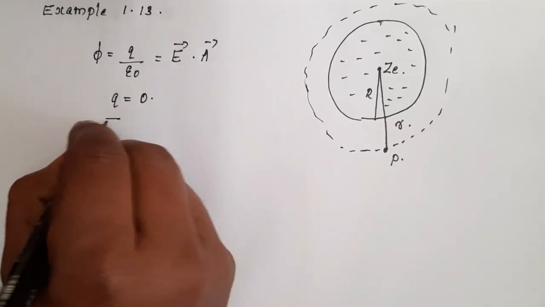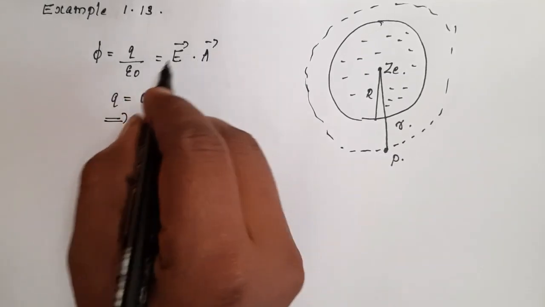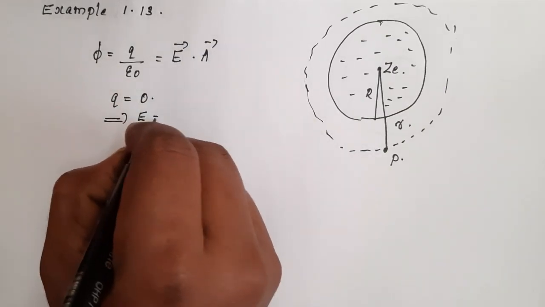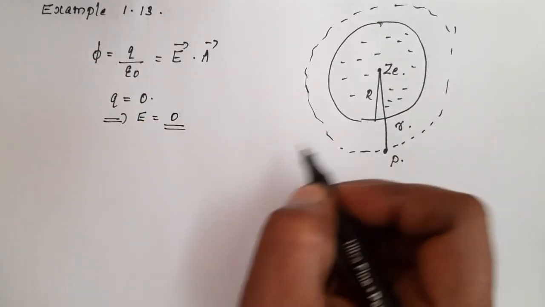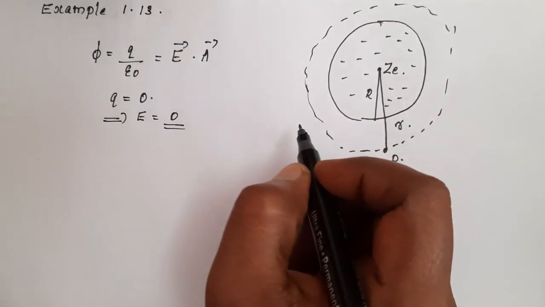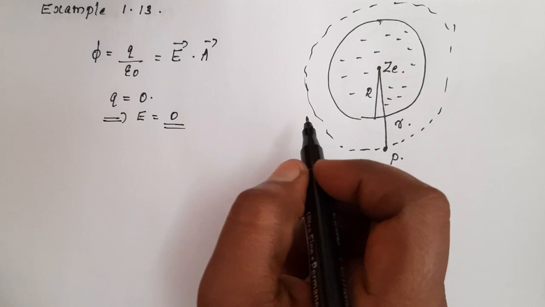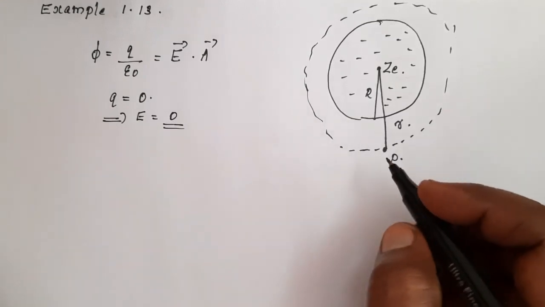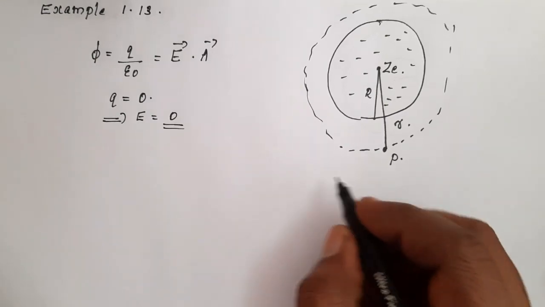So, what does it imply? 0 equals E dot A, and A is not 0, so E is equal to 0. So that is the case: outside the atom, at any point, the electric field is 0. Now, let us consider the case inside the atom.